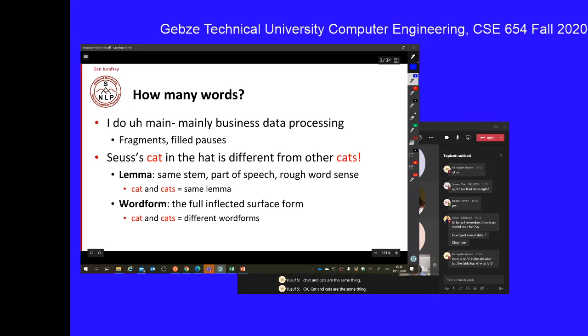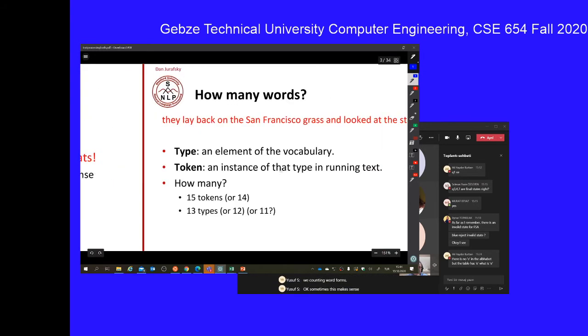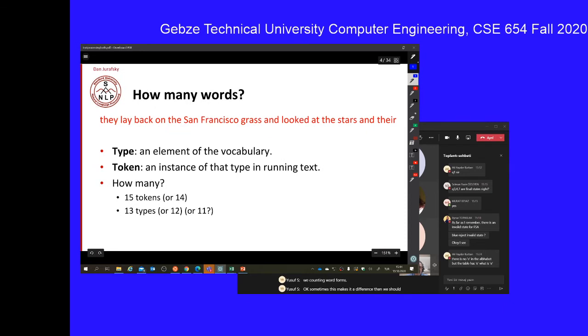Word form, on the other hand, the full inflected surface form, is what we see in a text document. Cat and cats are two different word forms or tokens. Their lemma is the same, but their word forms are different. Their tokens are different. When we count the words, are we counting lemmas or are we counting word forms? Sometimes this makes a difference and we should be careful about it.